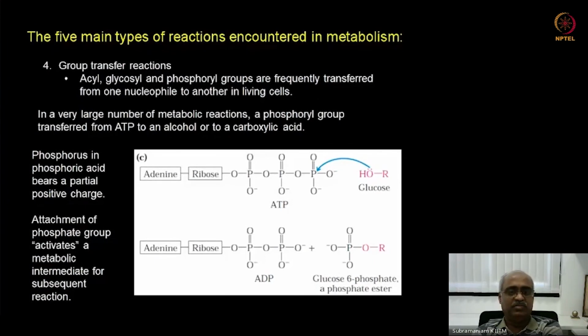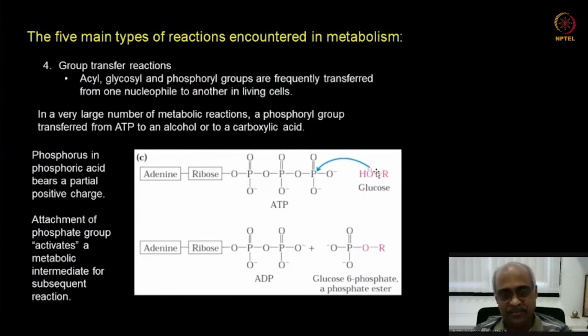So the other major group that we want to discuss is the phosphoryl group transfer. So I just told you UDP glucose. A similar thing. So here, if you look at phosphoric acid, phosphorus in phosphoric acid bears a partial positive charge. Okay, that is again because of the electronegativity. And due to that partial positive charge, it can readily react with a molecule like the alcohol group in glucose. And that will lead to an ester linkage, acid alcohol.